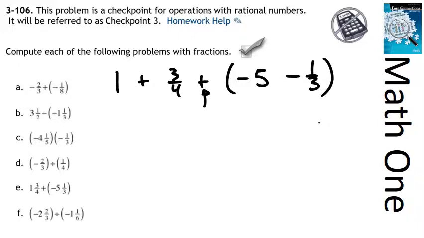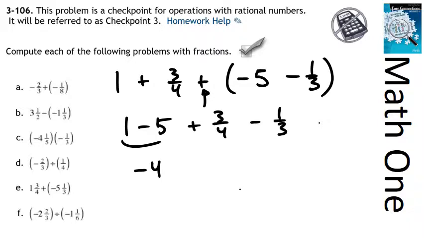So if I do rewrite this, though, I do get 1 minus 5. I think I can do that. Plus 3/4. And then I have a minus 1/3. Well, this, right, is going to be the number negative 4. And let's leave that for a minute. That's part of my answer.